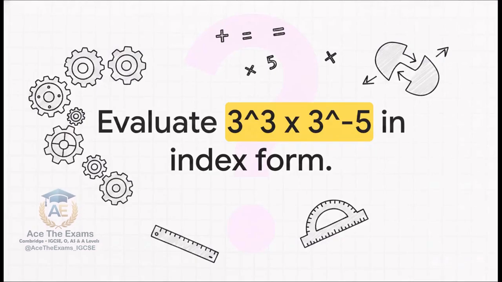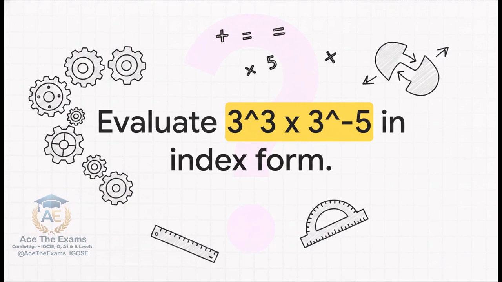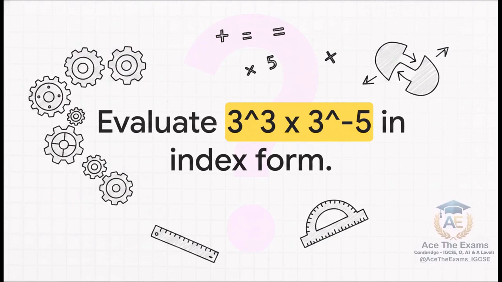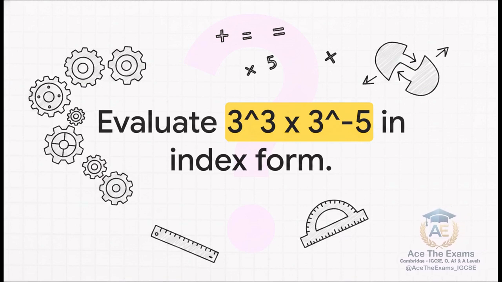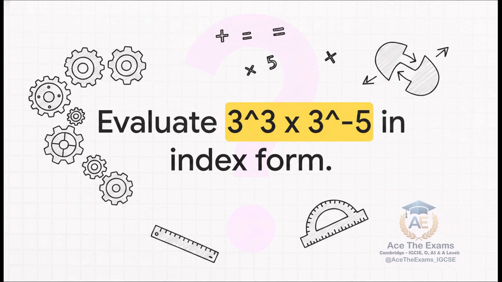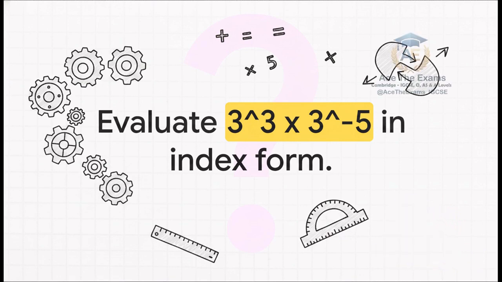All right, here is our first challenge pulled straight from the review chapter. The question asks us to evaluate 3 to the power of 3 multiplied by 3 to the power of -5, giving your answer in index form. Now, the command words here are absolutely crucial. Evaluate means we need to process the operation, but giving your answer in index form is the catch. It means the examiner does not want you to write out the final decimal or fraction. They want to see the base and the power.